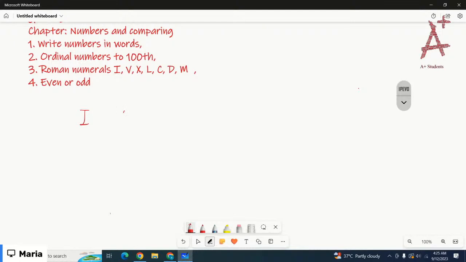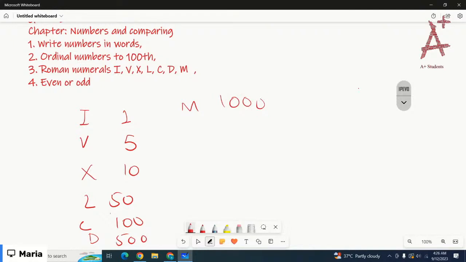You can represent 1 as I, right? V, 5, X, 10, right? Okay, then you have L as 50, C as 100, D as 500, and M as 1000, right? They are just very basic. Now you can see how do we make other numbers using them, right?